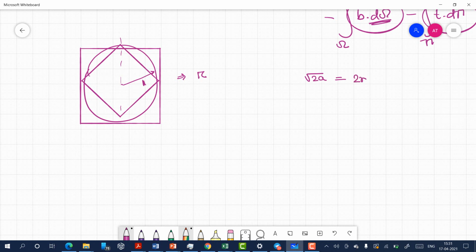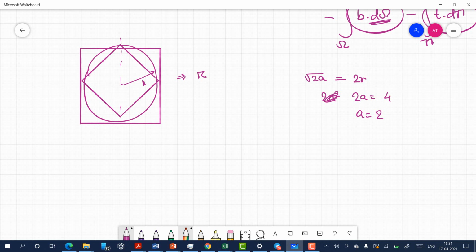And r is equal to 1, so what should be the value of a? Making the square on both sides, 2a squared is equal to 4 r squared. r is 1, so it is simply 4, so a is equal to 2, right? So the area of the inner square will be, am I doing it right?